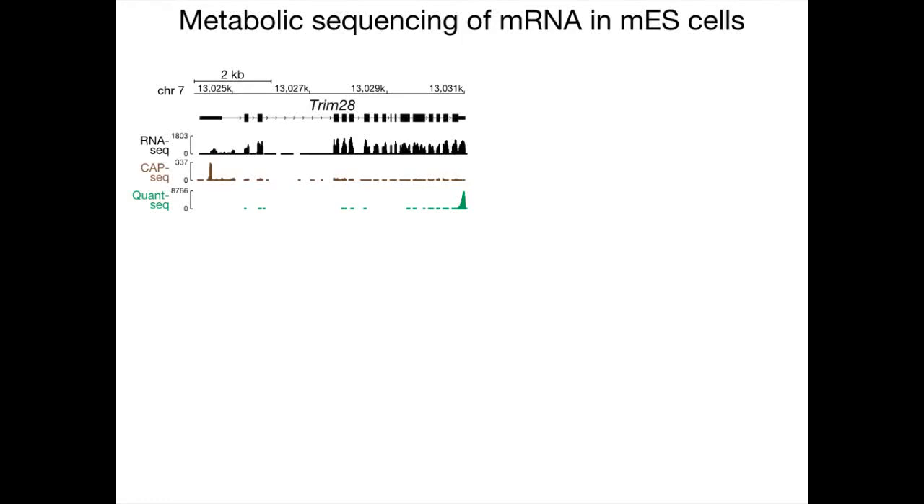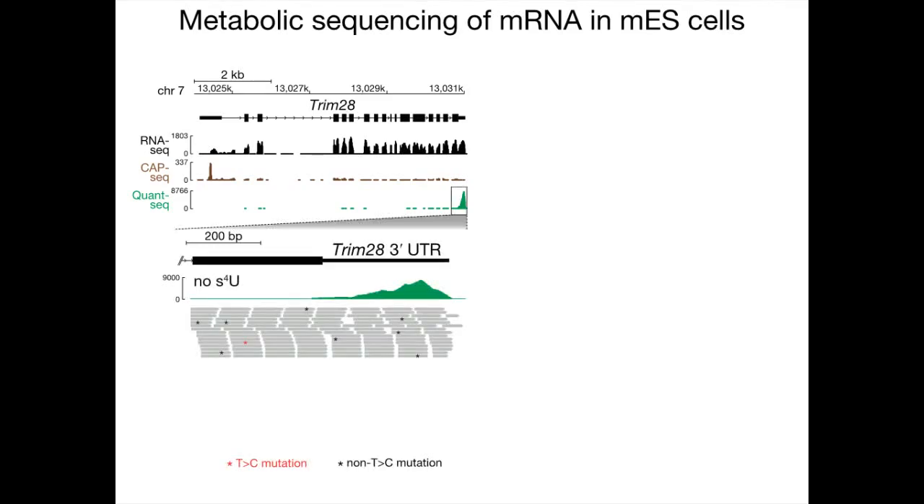Here you can see a genome browser screenshot of a particular gene called TRIM28, where we compare regular RNA-seq, a whole transcript RNA sequencing approach, at the top, a CAGE-seq track in the middle, which marks the transcript 5' end, and QuantSeq at the bottom, which shows a pileup of reads at the transcript 3' end, as expected.